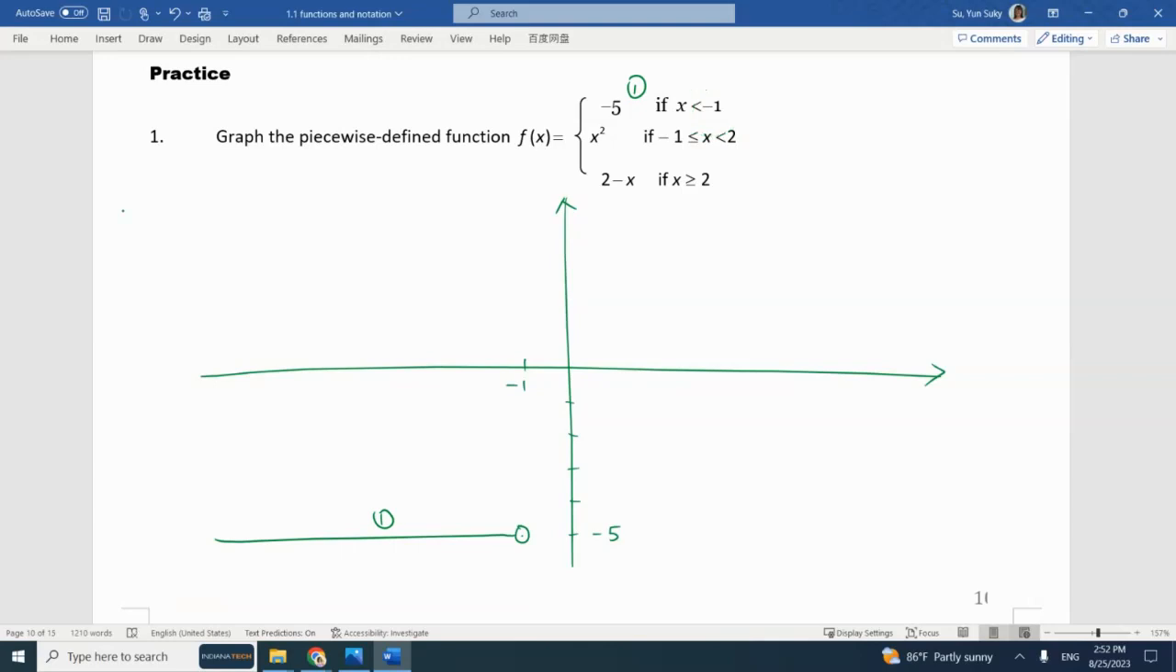And then let's look at the second piece. Second piece, do you see the endpoint, -1, right? This is -1. You plug in the formula. What's -1 squared?